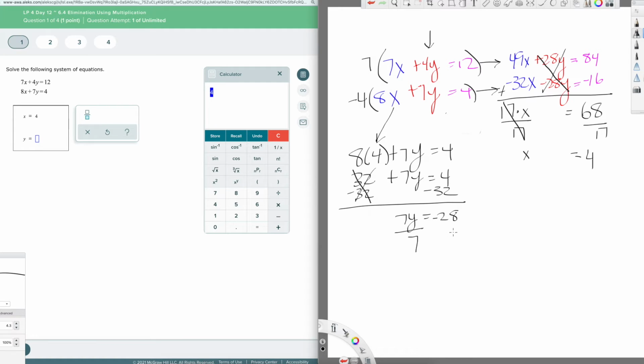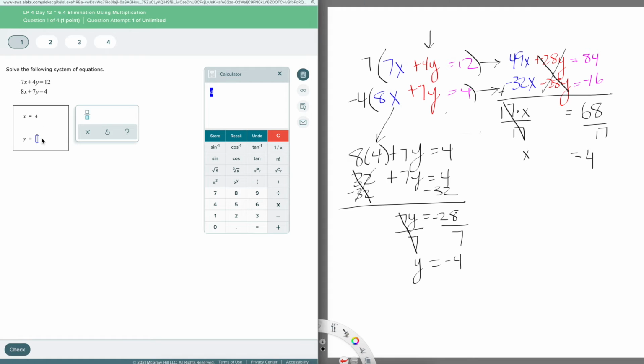Divide by 7, divide by 7. 7 divided by 7 cancels. So negative 28 divided by 7 is negative 4. So I'd end up with y equals negative 4.